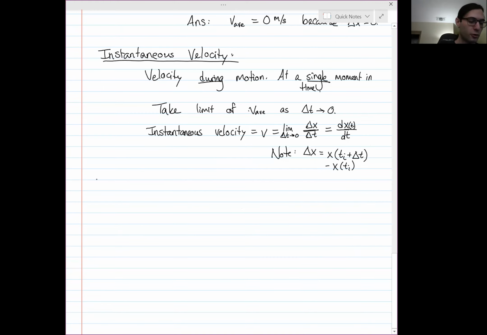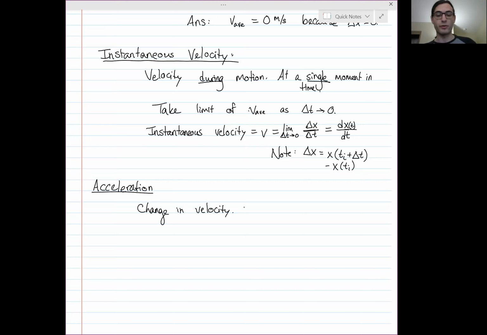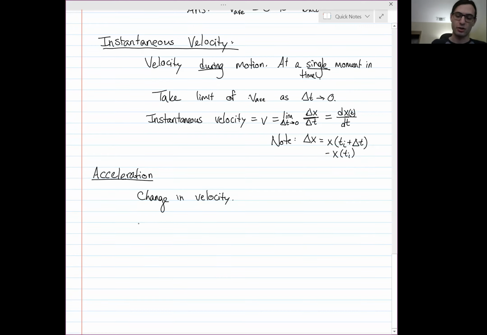Now we can talk about acceleration too. So acceleration is the word that we use to talk about changes in velocity. This is the idea of speeding up or slowing down, right? That's what acceleration is used to discuss. And so just as we did for velocity, we can talk about average acceleration, which we will give little a, subscript AVE for average. This is, as expected, just delta v over delta t.